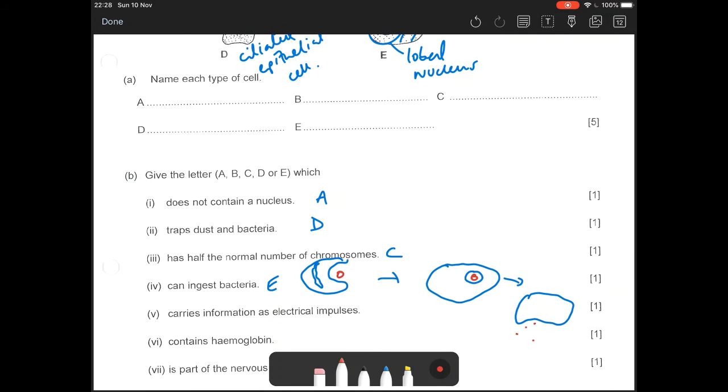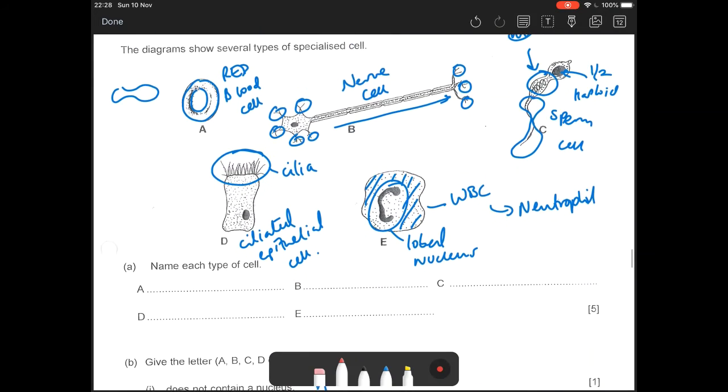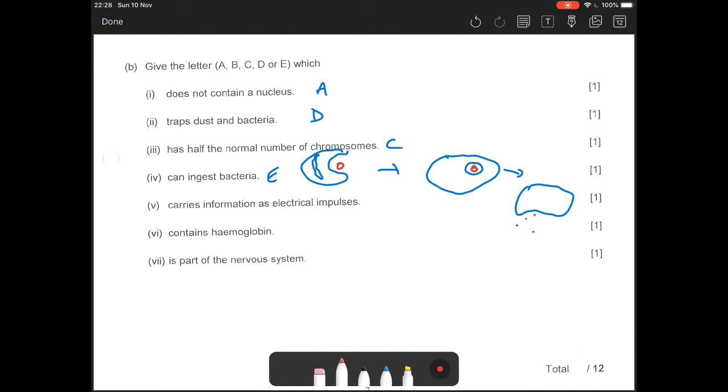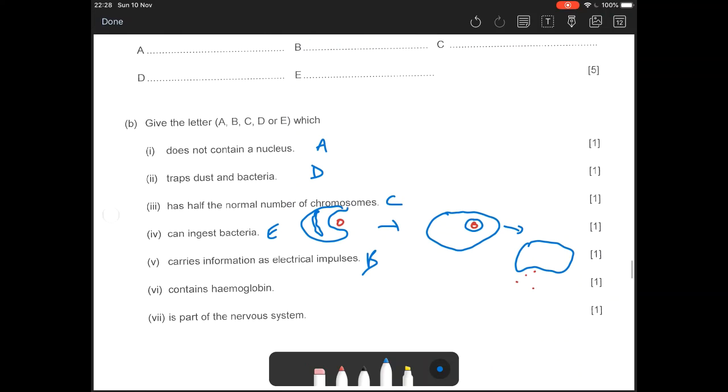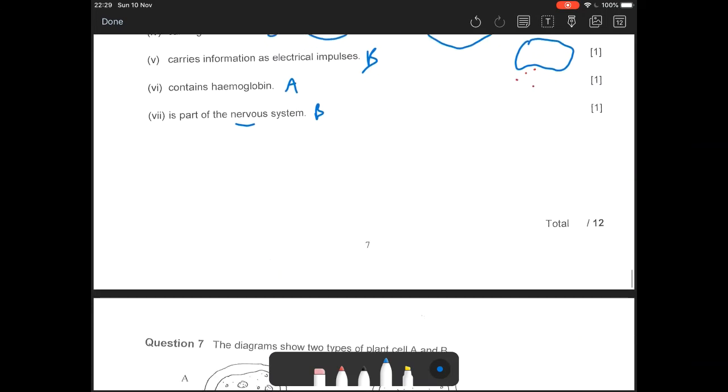Next one down, it carries information electrical impulses. That would be a nerve cell, so B. Contains hemoglobin. That is the protein found in red blood cells that binds to oxygen, so that's A. And as part of the nervous system, it's going to be a nerve cell, so it's B again. Those are our correct answers there.